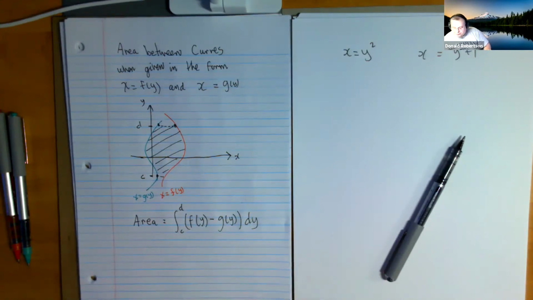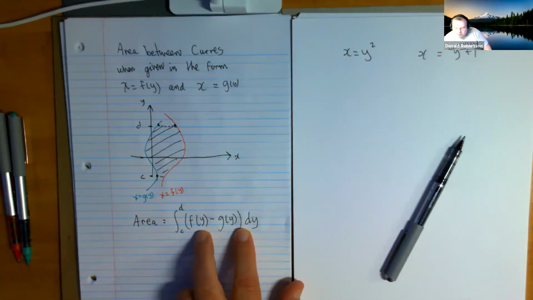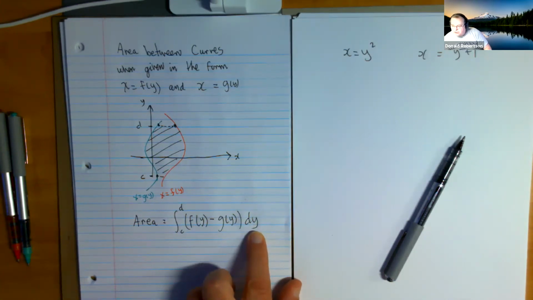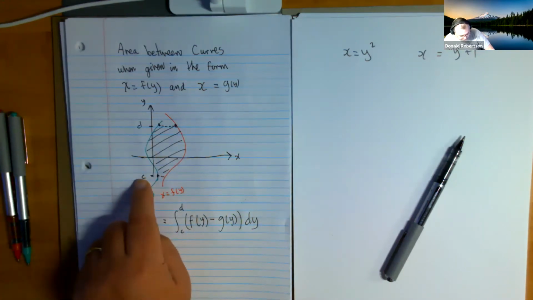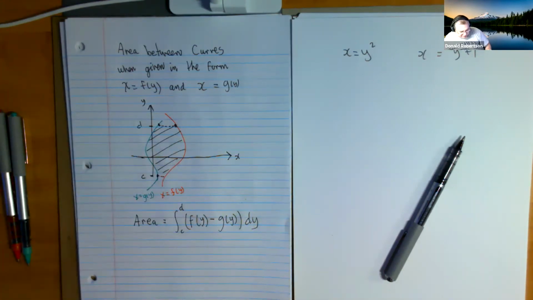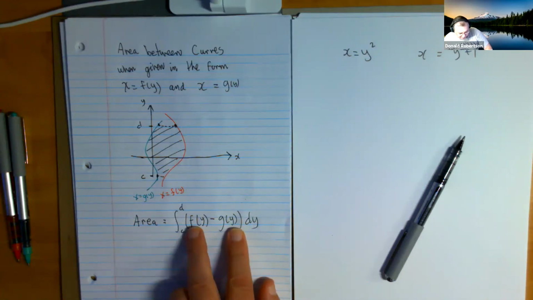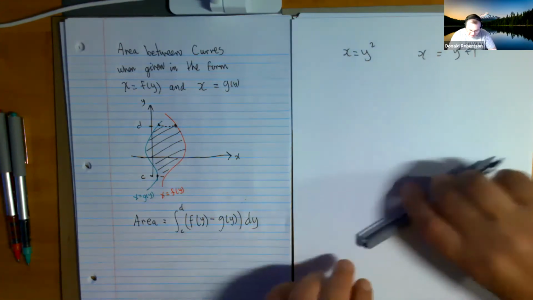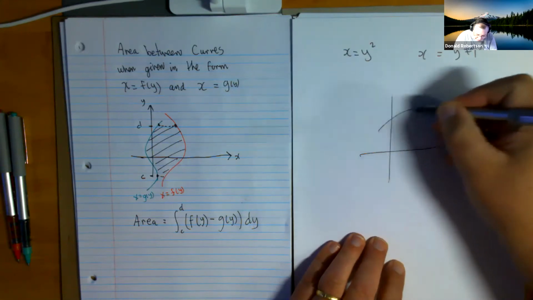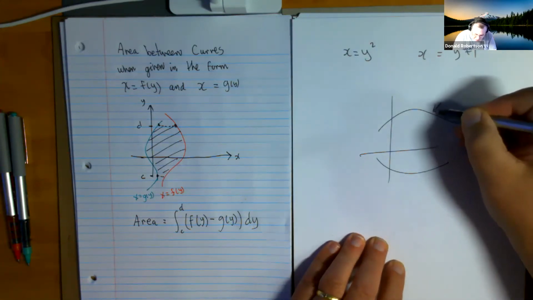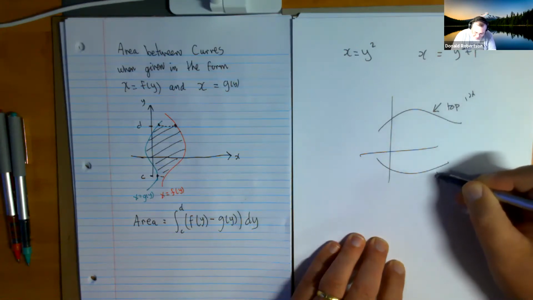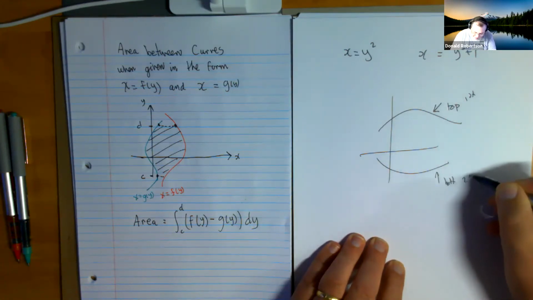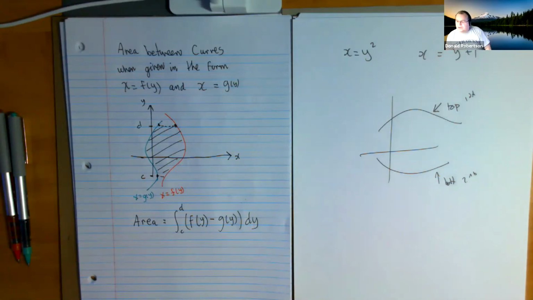The good news is it's pretty much the same way you would have done before. Do you see that the x's now turn into y's, and the dx turns into a dy, and the y goes from c to d, so from small value to big value. Now, you have to know which one goes first and which one goes second. When you had functions that looked like that, wasn't the top one first, and the bottom one went second? That was kind of how you figured it out.